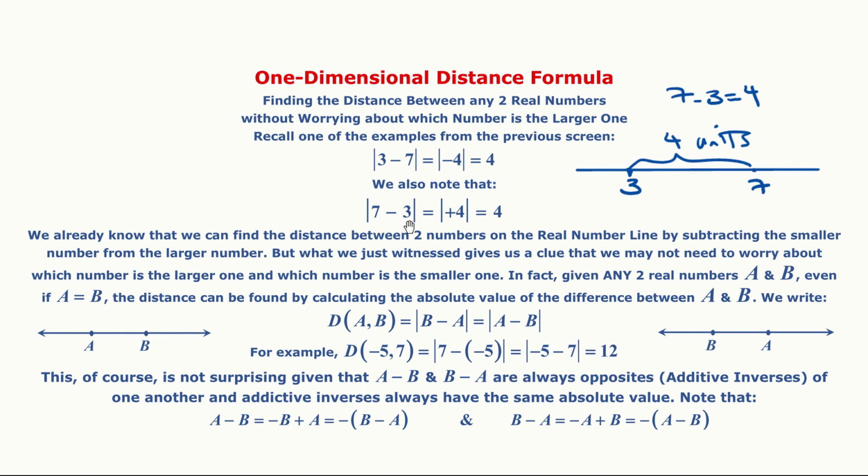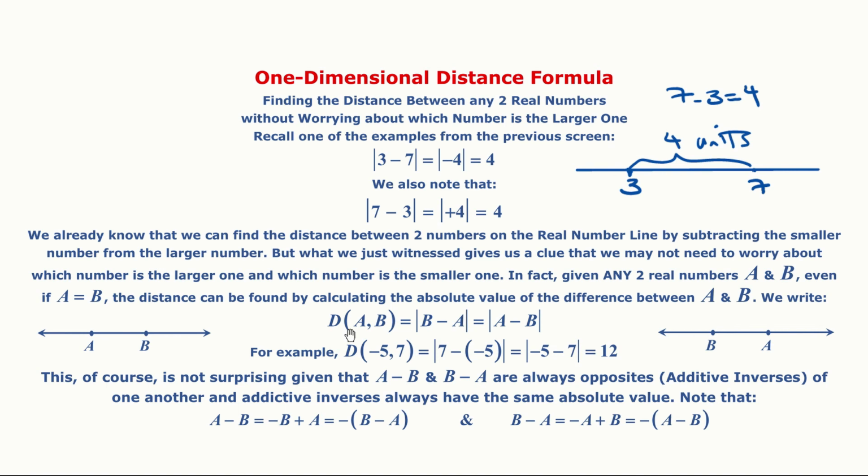But if you take the absolute value of 7 minus 3, which is this one reversed in the order, you also end up with absolute value of +4, which again gives us 4. So in order to get this distance of 4, it didn't matter whether we did absolute value of 3 minus 7 or 7 minus 3. Both of them will end up giving us the distance. So that's exactly what the distance formula tells us. This, of course, is the one-dimensional distance formula.